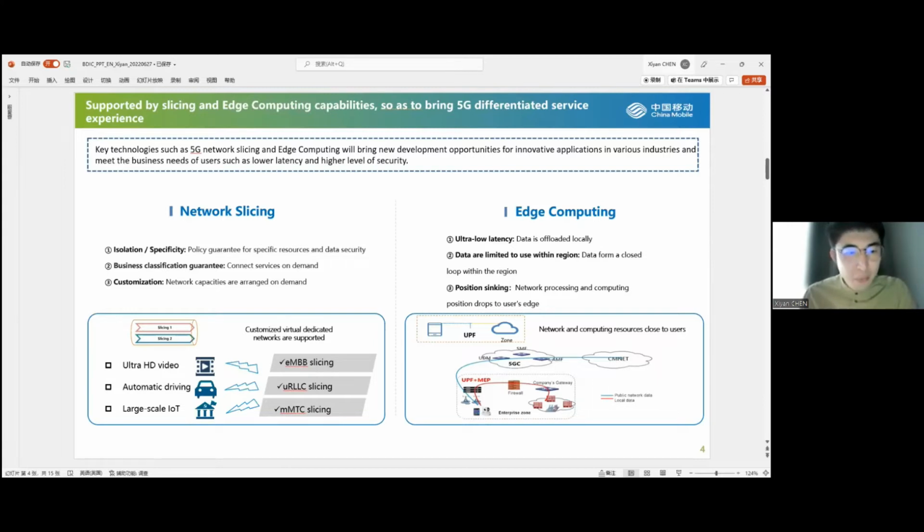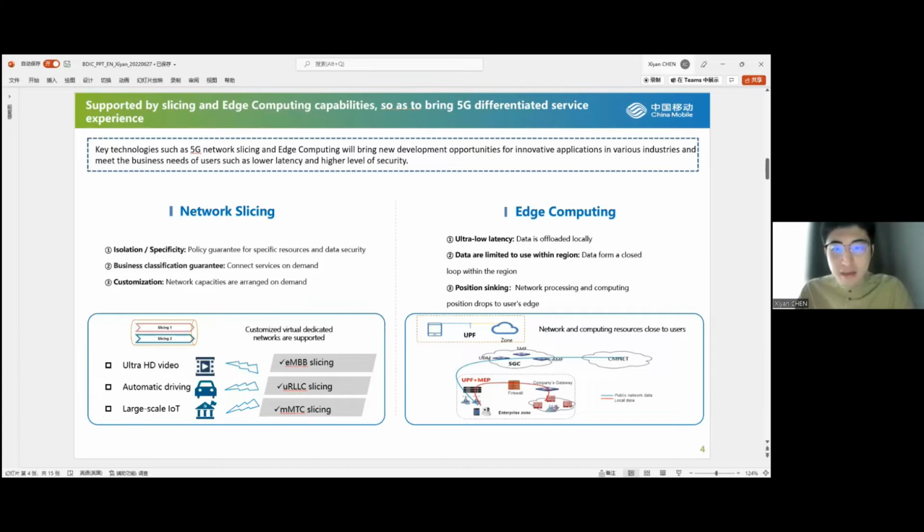and arrange them on demand. For example, with 5G networks, we can slice with different technologies for different applications. In this case, for high definition videos, we use eMBB slicing. For automatic driving, we use other slicing technologies. And for large scale IoT applications, we use another slicing technology. These slices cannot interface with each other. So we can use different channels of 5G networks for different applications, which makes it a highly reliable network.